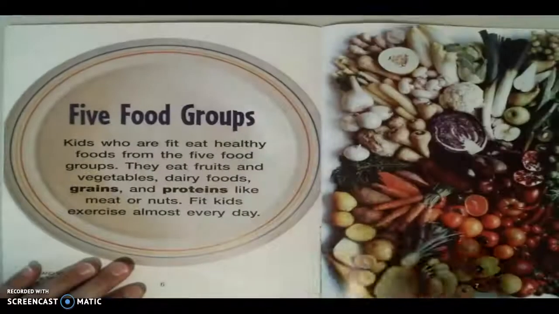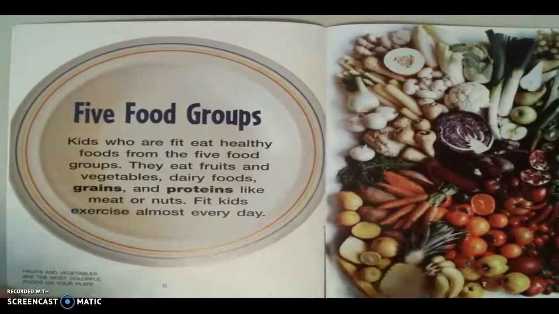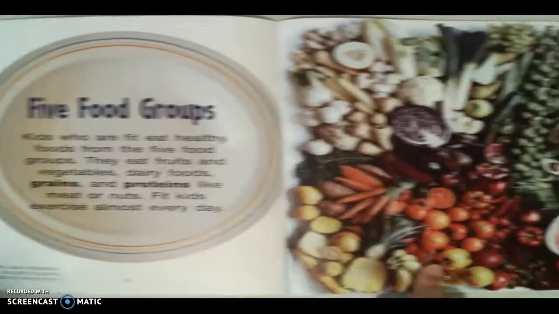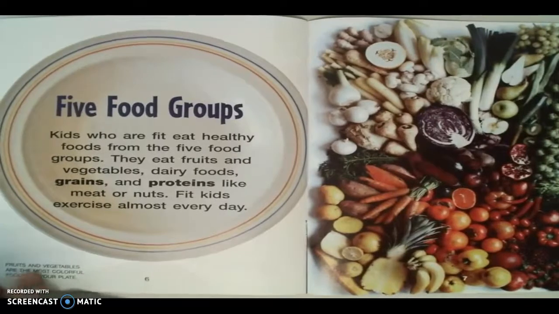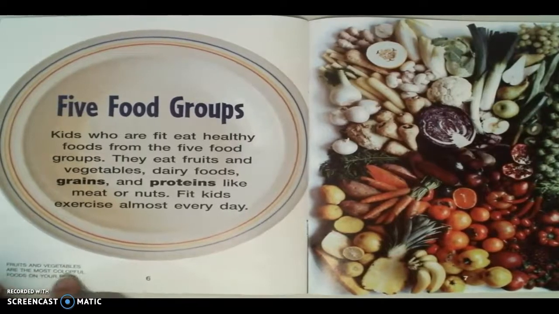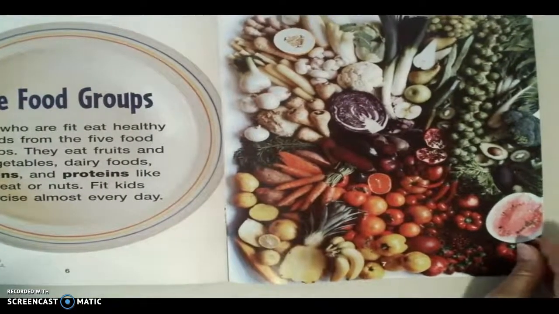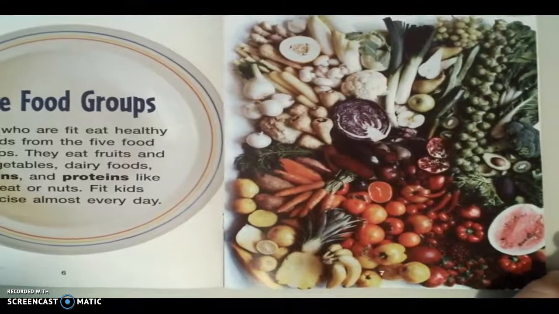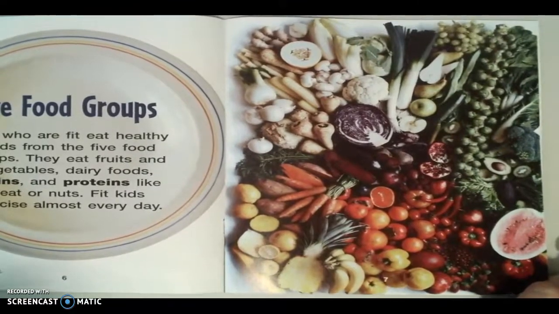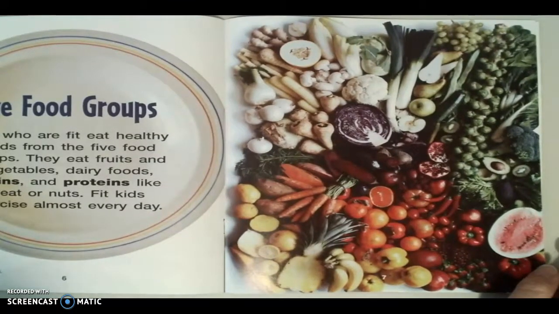Grains and proteins. See, they're bold. They're bold on this page also. Let's read the caption for this beautiful picture. Fruits and vegetables are the most colorful foods on your plate. Yummy. Lots of fruits and vegetables. You should probably pause and see which one of those you can name.